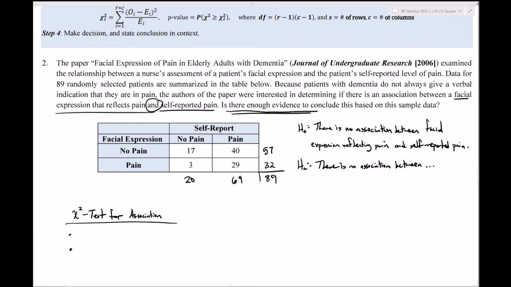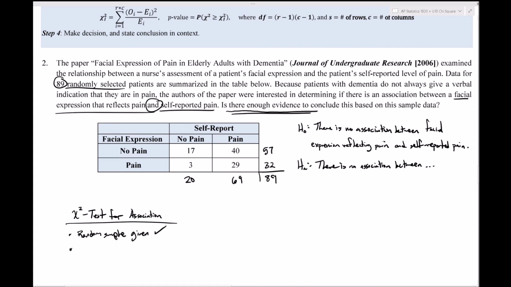Now back to the conditions. So conditions, random sample is given, I think, 89 randomly selected patients. So random sample given. It's a single sample, so I don't have to check for independence between samples. This is good enough.